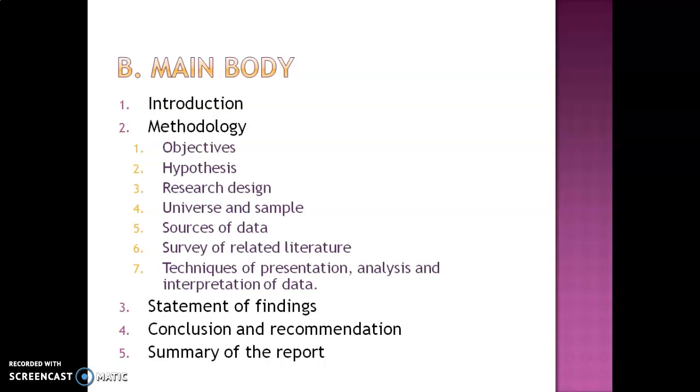Then the summary of the report. A report is to contain a summary of the whole report also. This will help the reader to understand the content of the report very quickly. The summary should be prepared only after the full report has been written.